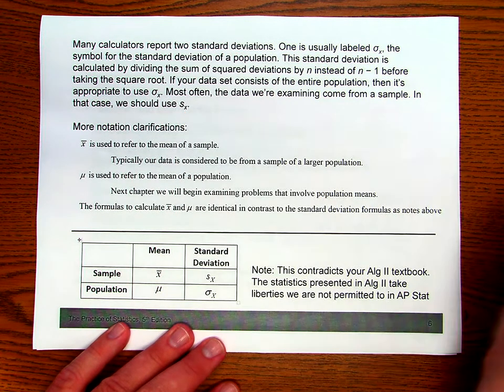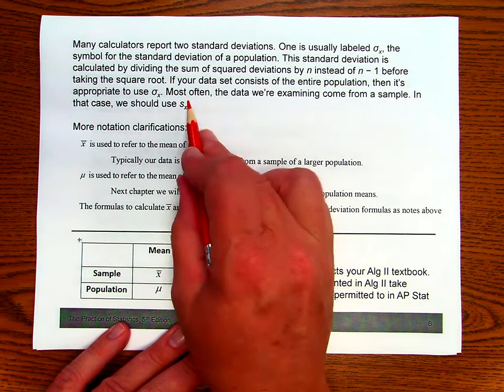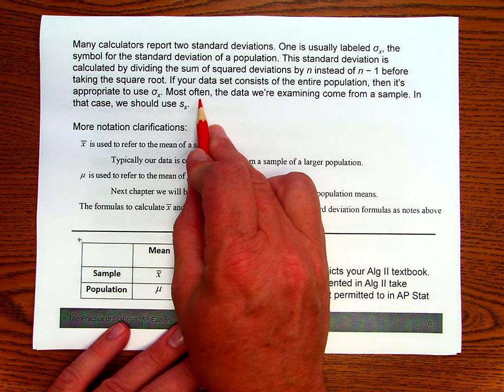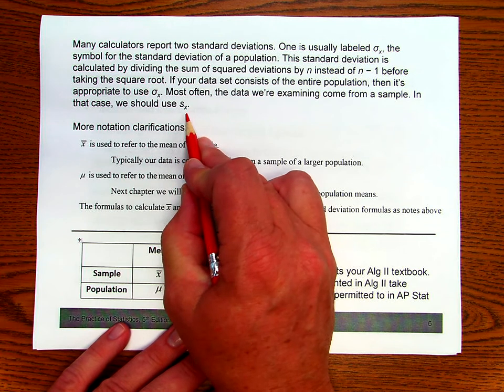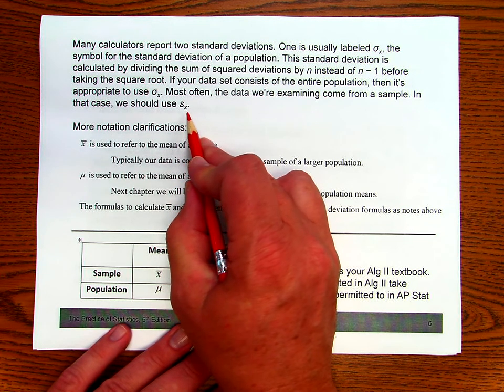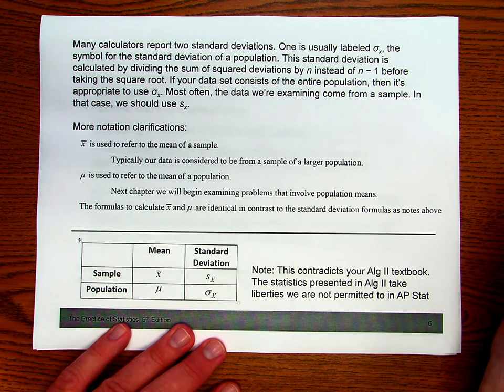All right, for where we are right now in the course, we're dealing with samples. Most often the data we're examining comes from a sample. In that case, we're going to be using the s sub x. So in Chapter 1, we're always using samples. We're always using s sub x. We're always dividing by n minus 1. Next chapter, we're going to get into populations, and we'll deal with that when we get there.